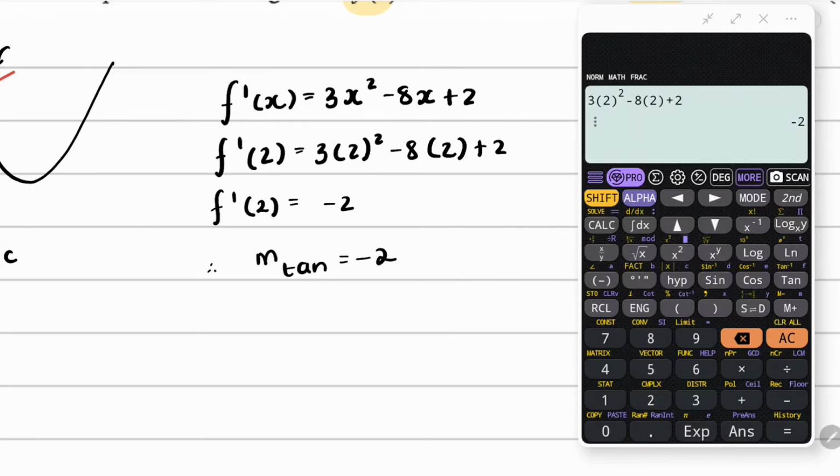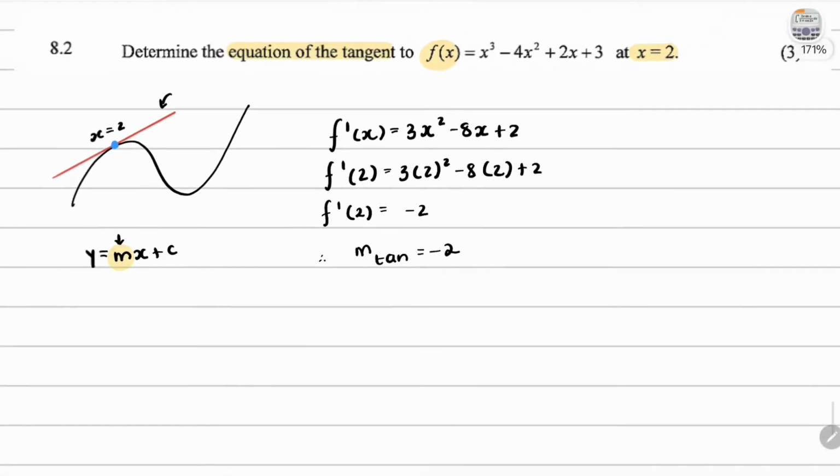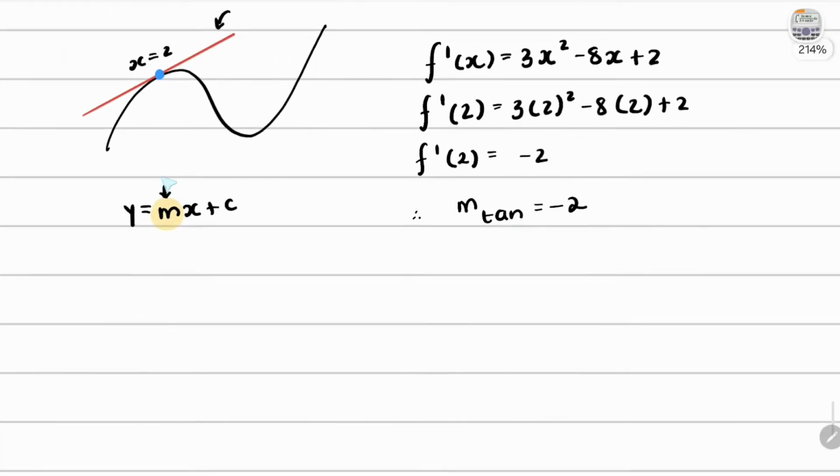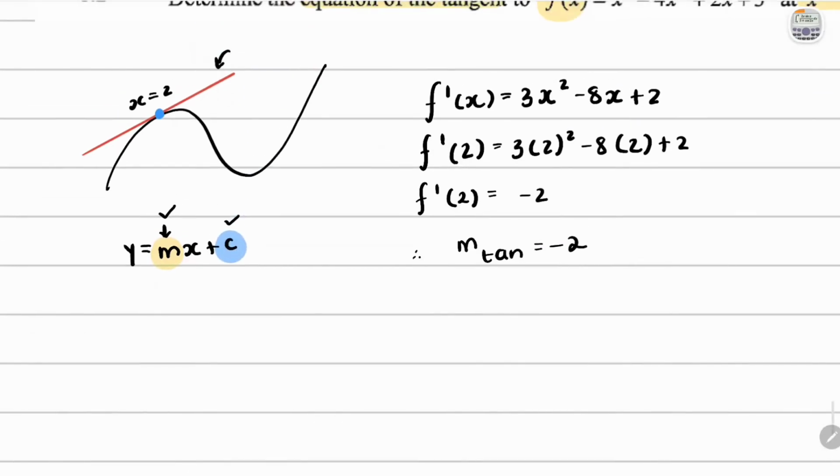Okay, so we were able to find the gradient of the tangent. And now what do we need? We have the gradient, we need c. In order to find c, you just need 1 point on this graph. Okay, specifically on the tangent.